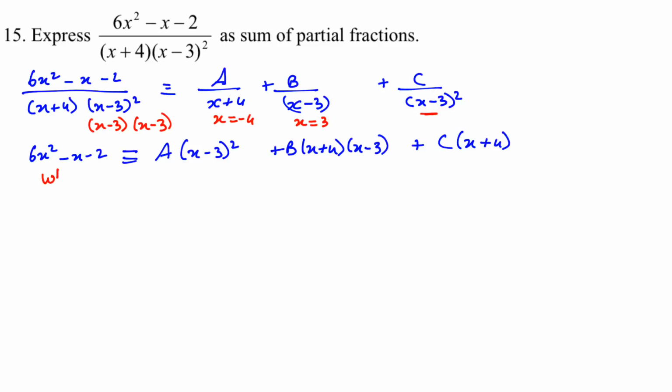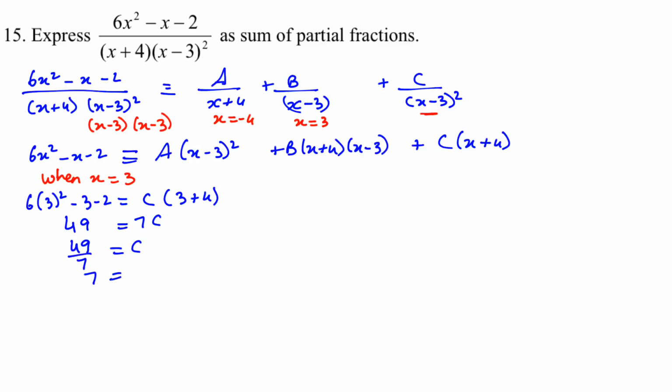So first thing, write when x is equal to 3. So wherever there is x, we are going to substitute it with 3. You will have 6 times 3 squared minus 3 minus 2 is equal to... 3 minus 3 is 0. 0 multiplied by A, 0. So A is cancelled. 3 minus 3 is 0. 0 multiplied by anything is 0. So even B is cancelled. We are left with C times x plus 4. In place of this, we'll put 3 plus 4. You'll get 49 is equal to 7C. Divide 49 by 7 and 7 is equal to C.